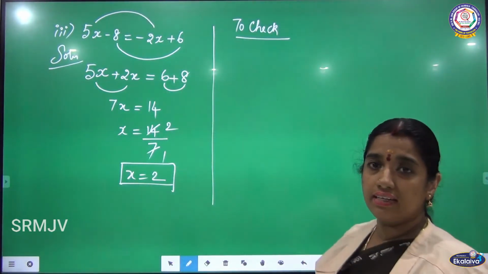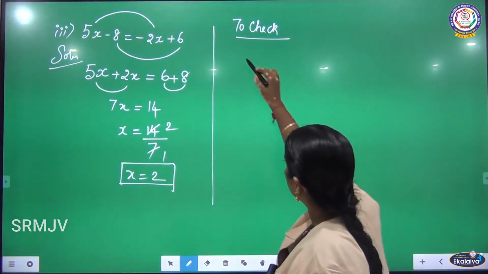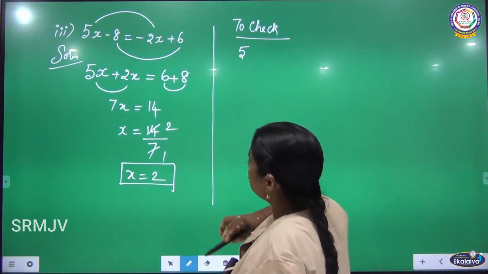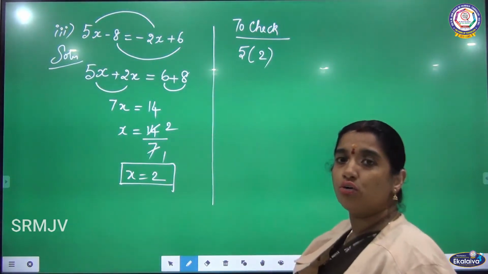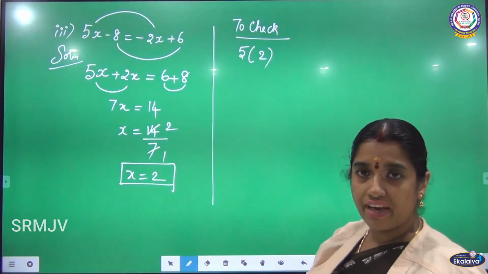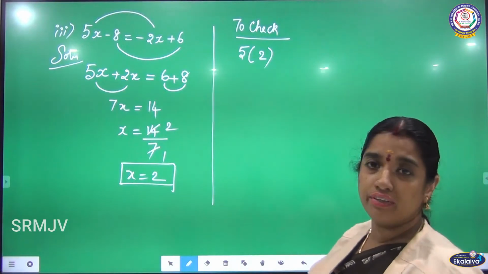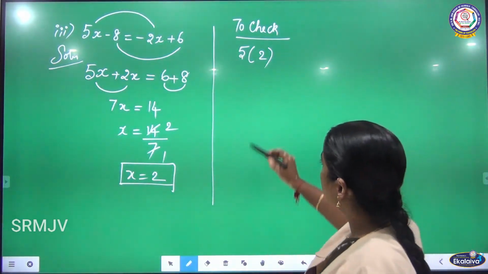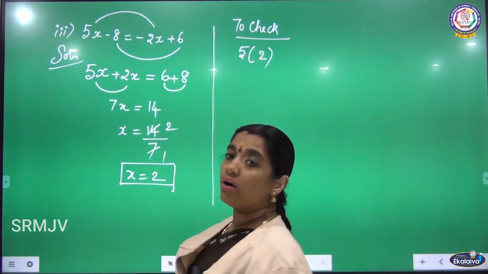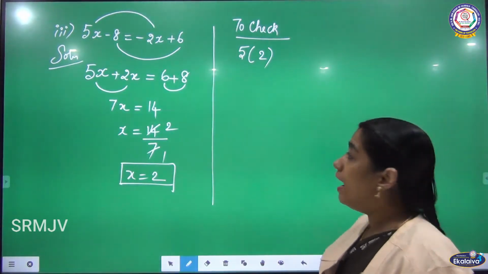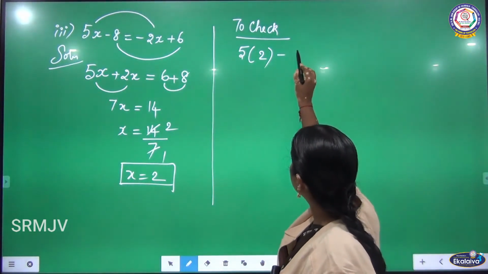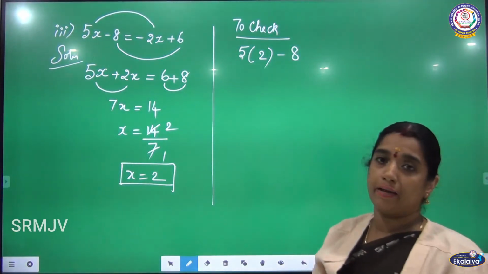We can check this in the given equation. Listen, 5 into, instead of x, I am going to substitute the value to be what? 2. Got it? Instead of x, I am going to substitute this 2. Okay. So 5x, which is what? 5 into x. So, 5 into 2. And what is there? Minus 8 is there.